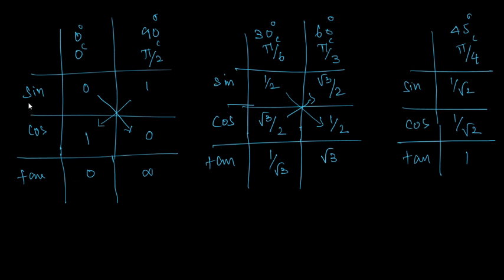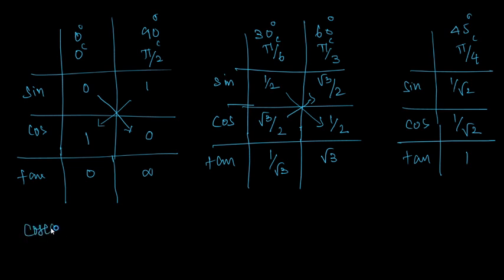And even the cosecant. Cosecant is nothing but the reciprocal of sine. So you can put the value, 1 by 0 is not determined. 1 by 1 is 1. So likewise you can proceed with other values like that for cosecant.